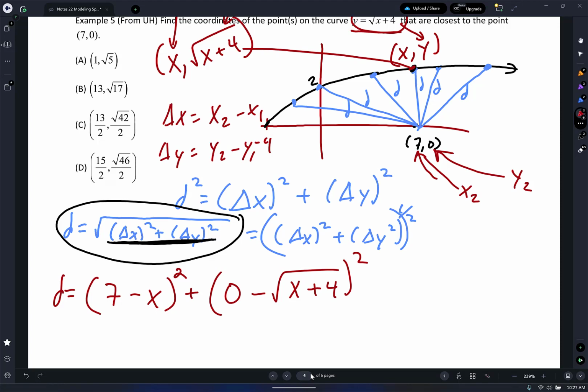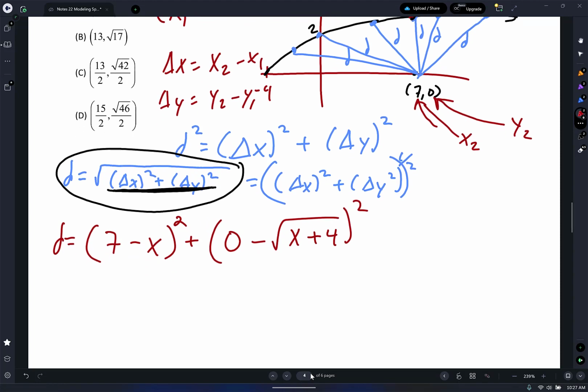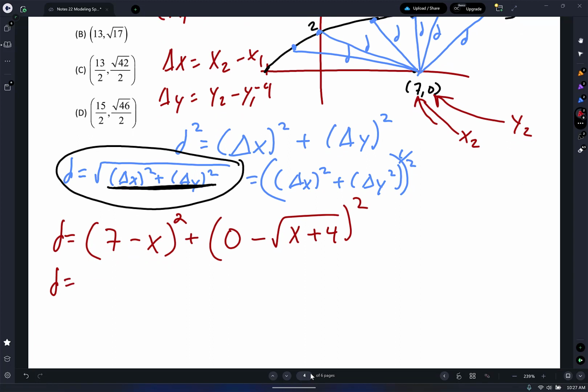Now let's go ahead and take a derivative. Maybe I would simplify it first. D equals, do you want to expand this or leave it alone? Doesn't matter, it's the same. Leave it alone. 7 minus x, close it squared. But this one I'm not going to leave alone. Plus, when you square a negative, does the negative go away? Yes. So you just have x plus 4. Now I'm ready to take a derivative.